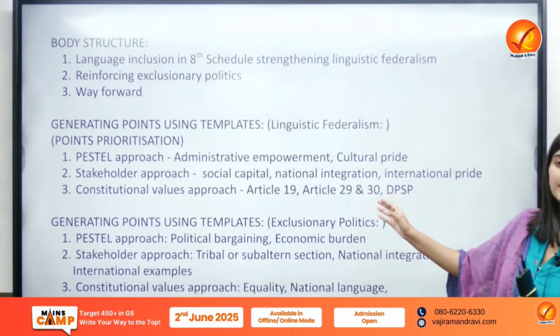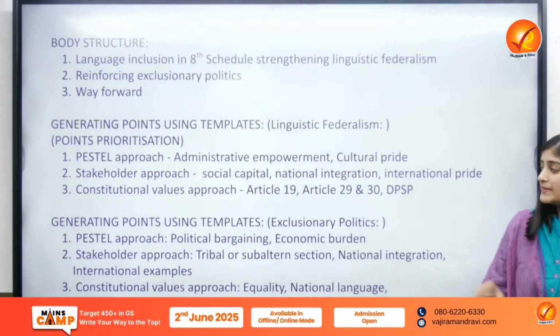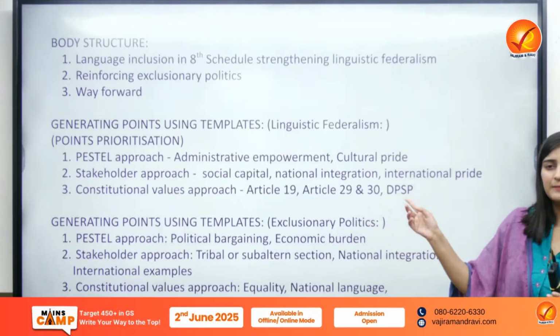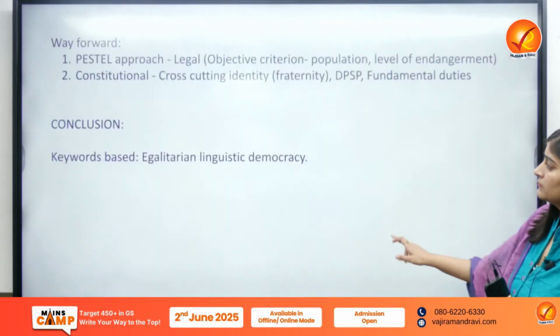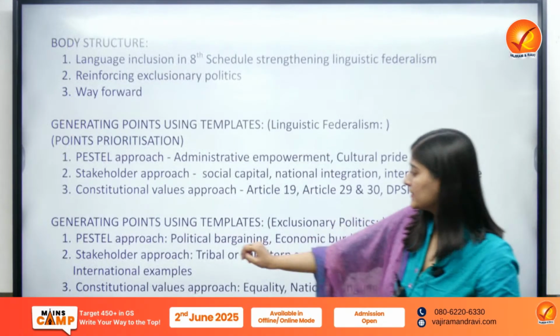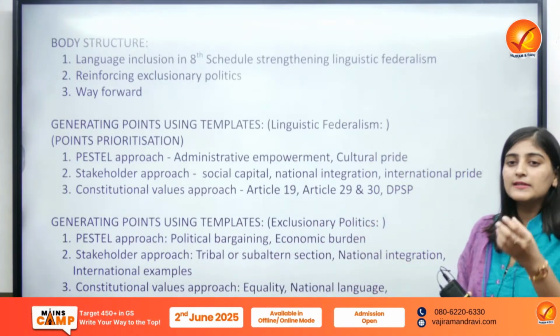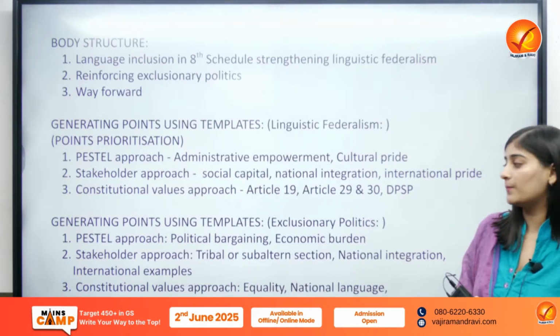Article 29 and 30, the minority rights, which recognize the linguistic minorities. Thirdly, DPSP, promotion of languages. It is about Hindi, but you can just generate some points from there as well. So that is there. Now the second part, exclusionary politics. How does this demand for inclusion in the Schedule create exclusionary politics?